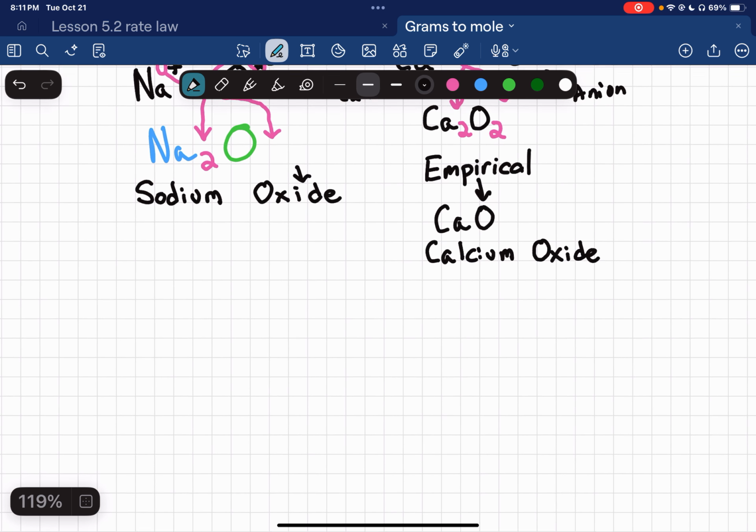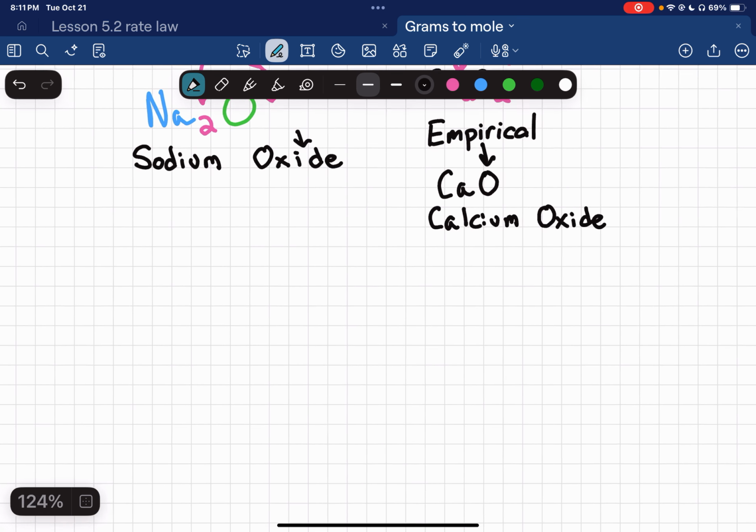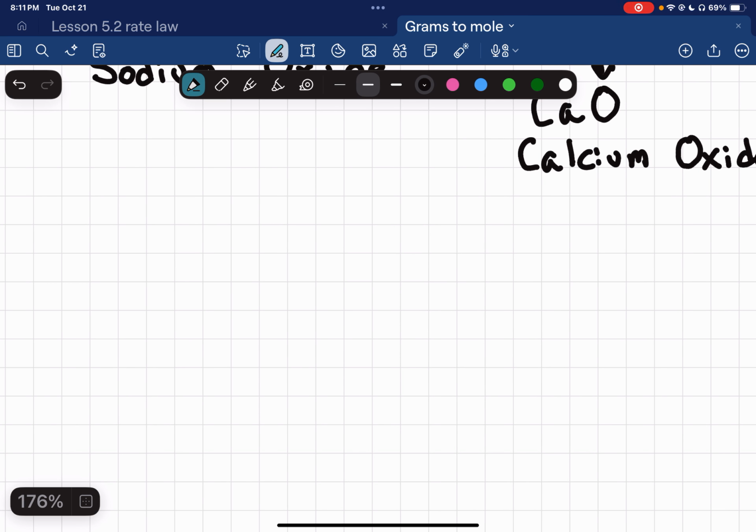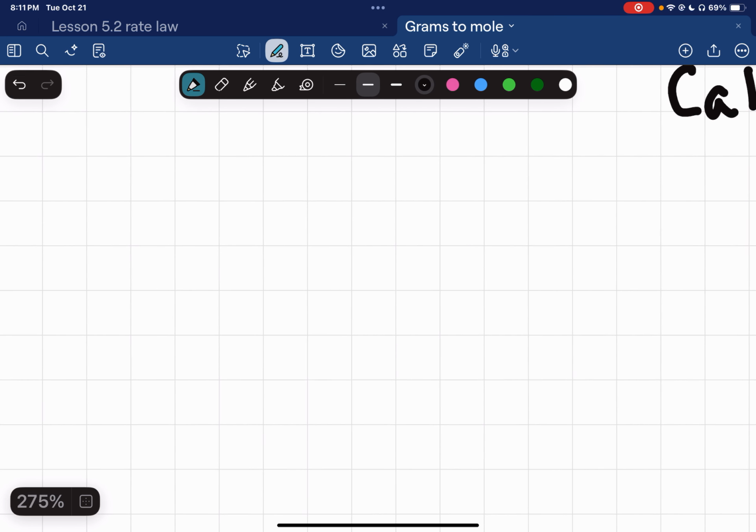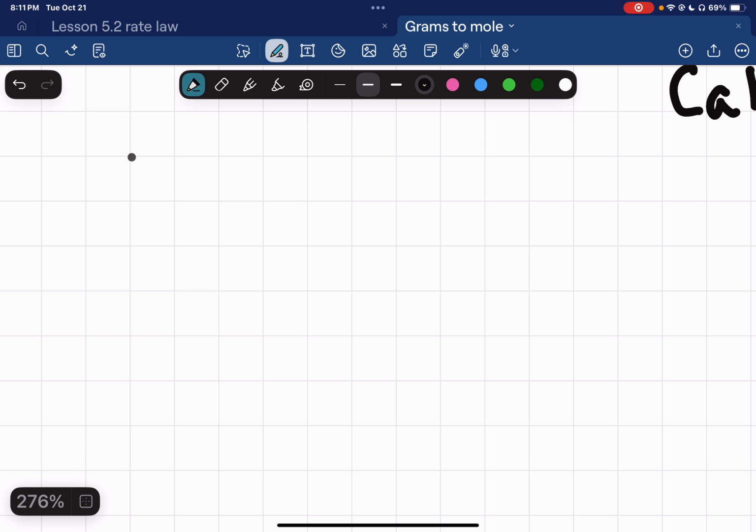Well, like my favorite celebrity chef used to say, let's kick it up a notch. Bam. All right. So now we're going to switch over to what we call polyatomic ions.